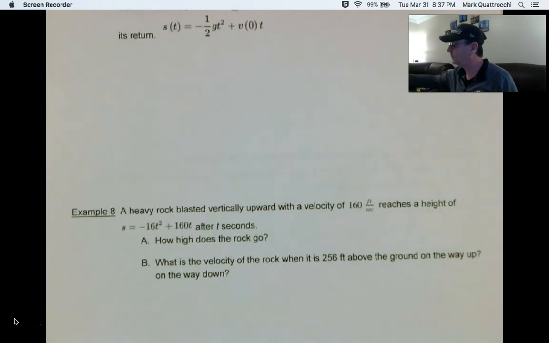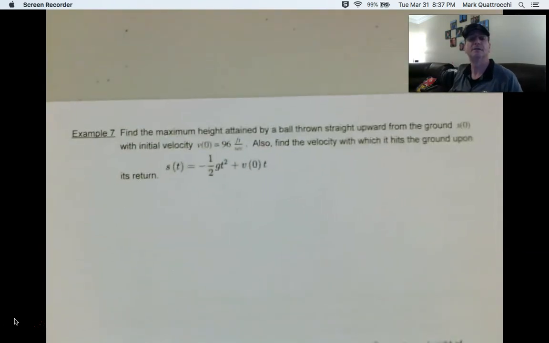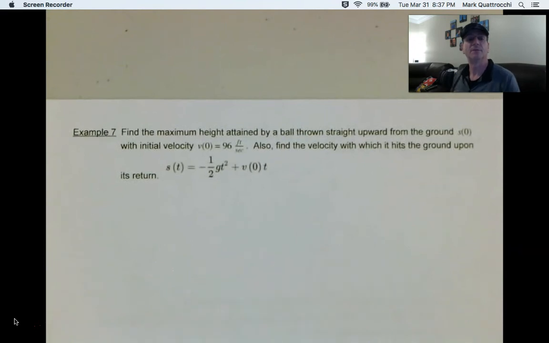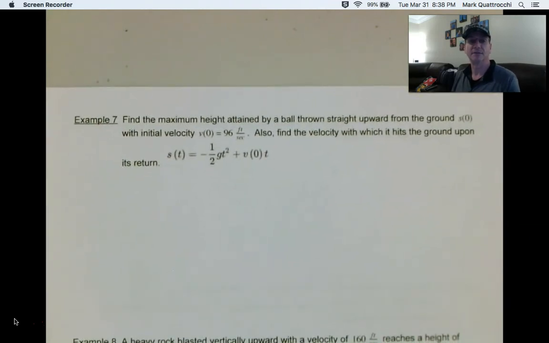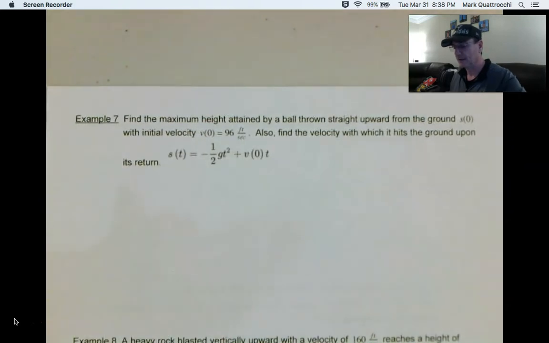All right, so example 7. Find the maximum height obtained by the ball thrown straight upward on the ground at s equals 0. So the position at s equals 0 is the ground, with an initial velocity of 96 feet per second. Also find the velocity at which it hits the ground upon its return. We have our position function here.